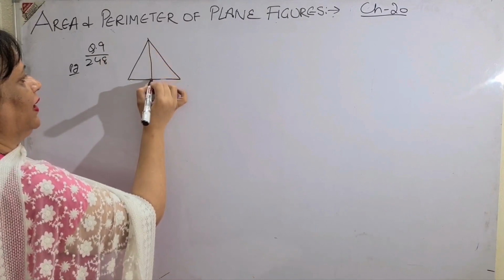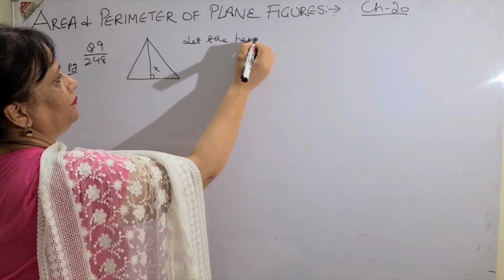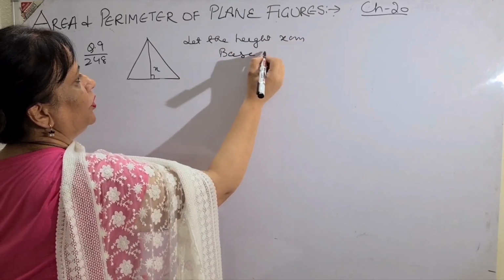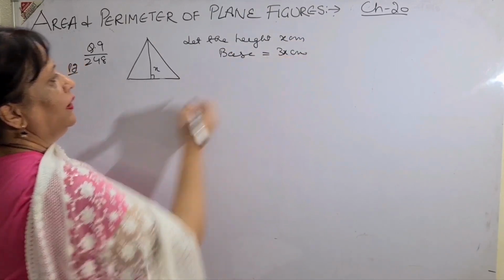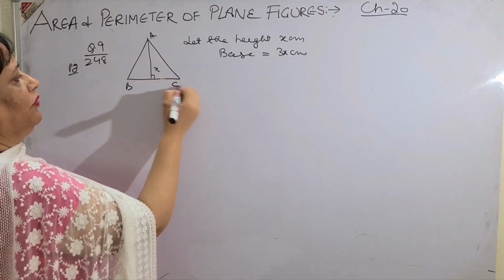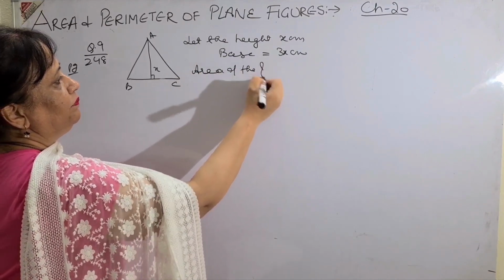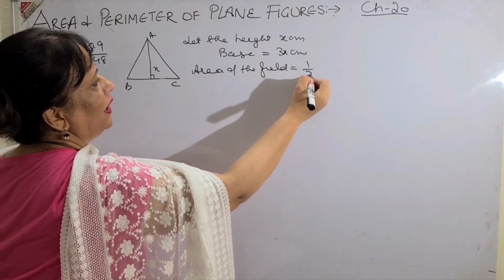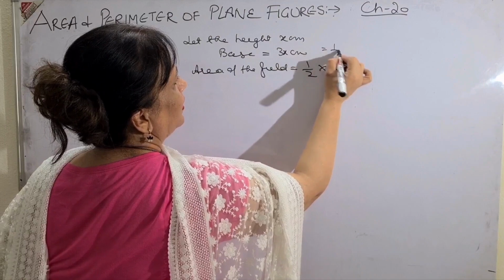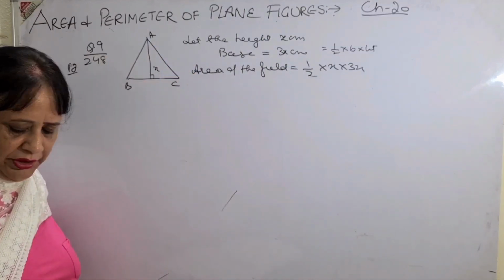So let the height, meaning perpendicular height, be x centimeter. So base will of course be 3x centimeter. Now you have height, you have base, you know it is a right angle triangle. So I can put the formula. Area of the triangular field is half into base into height, that is half into x into 3x. I have told you to mention the formulas and you are going to do it.